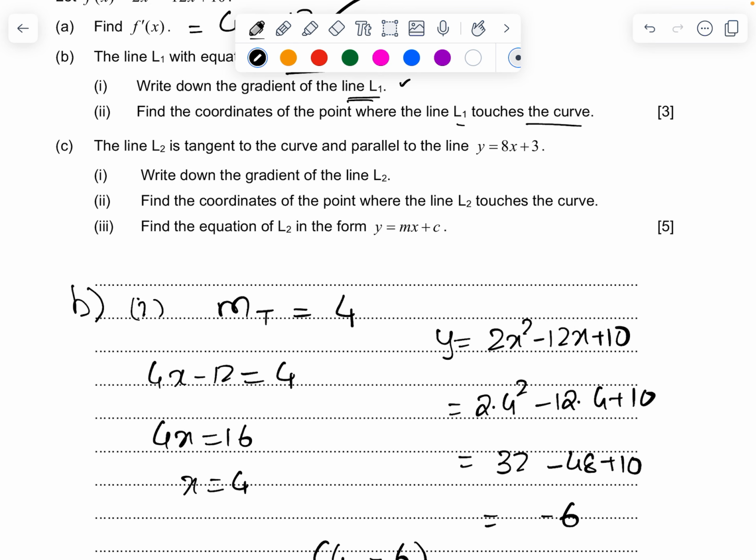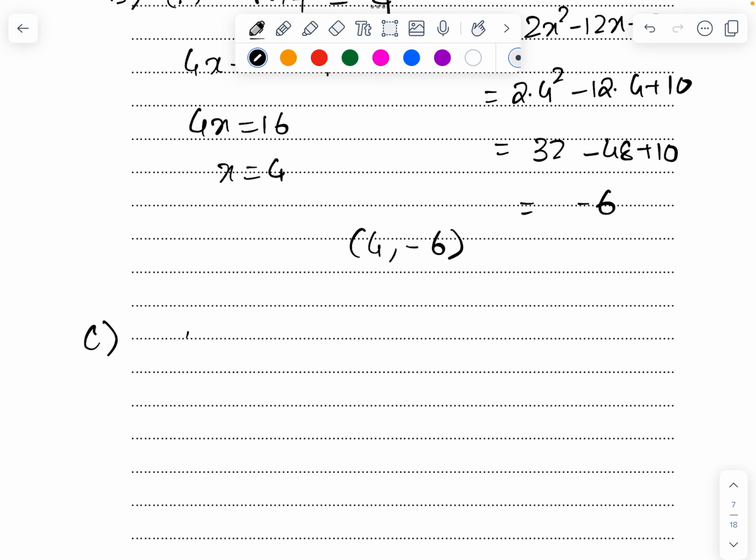Part C, the line L2 is a tangent to the curve and is parallel to 8x plus 3. What is the gradient? The gradient is going to be 8. Find the coordinates of the point where L2 touches the curve. So again, the gradient 4x minus 12 should be equal to 8. 4x equals 20, x equals 5. Find the y value.